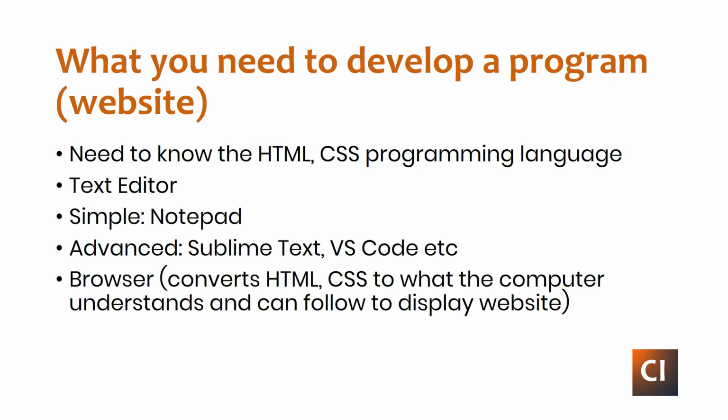Now, these are basically what you need to develop a program, in this case, a website. So, like you said, you need to know HTML, CSS, a programming language. You need a text editor. Notepad is a text editor. It's the simplest, or probably the simplest text editor you can get, right? But as you do more complicated things, you need more advanced editors like Sublime Text, Visual Studio Code, JetBrains, Eclipse, Android Studio. All those are advanced. They are all text editors, created to help you do your work more easily.